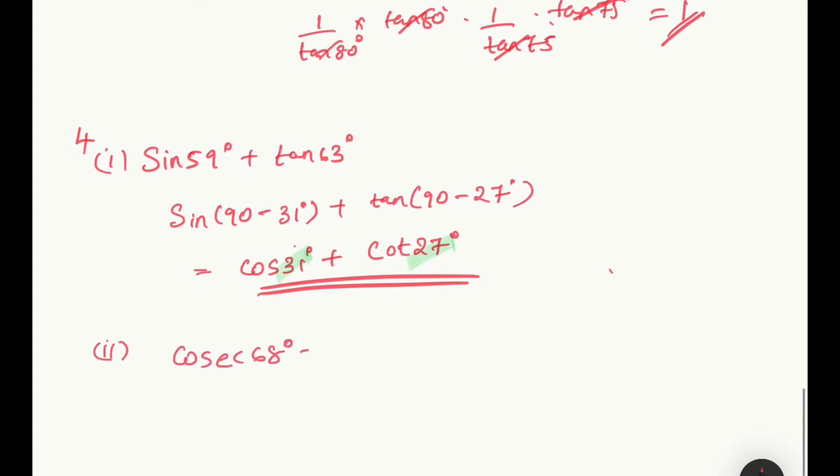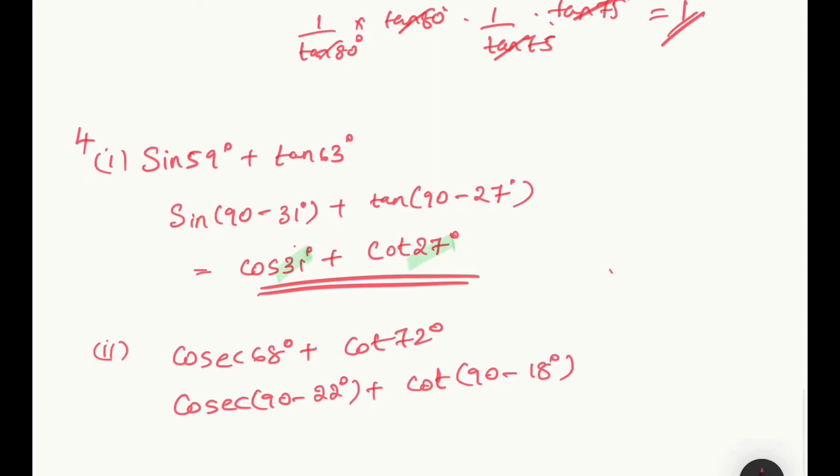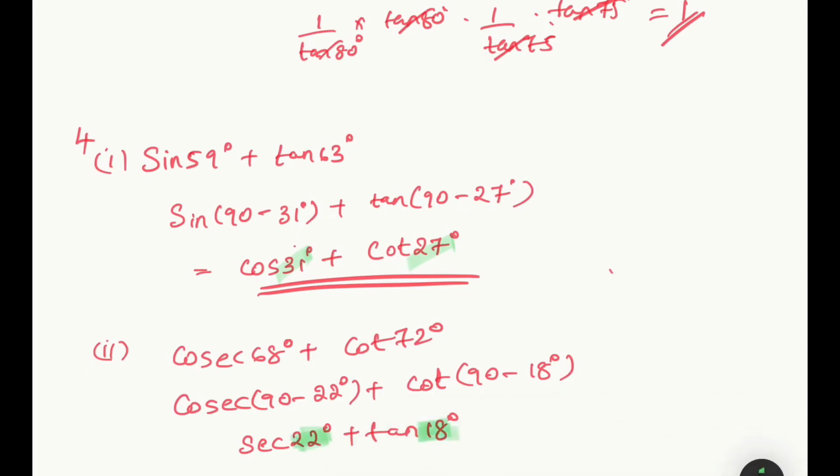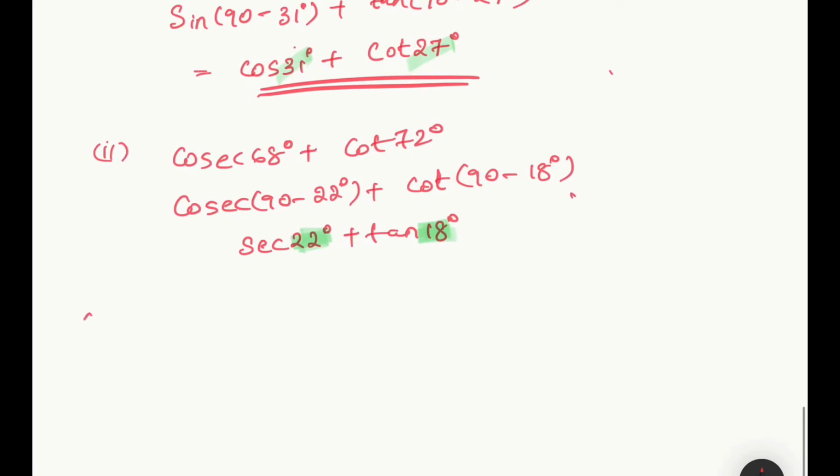cosec 68 degree plus cot 72 degree. So cosec 68 can be written as cosec(90 minus 22 degree) plus cot(90 minus 18 degree). Okay. So cosec(90 minus 22) will become sec 22 degree plus tan 18 degree. So again here we got 22 and 18, which is less than 45 degree. Okay. Now coming to the fifth main.